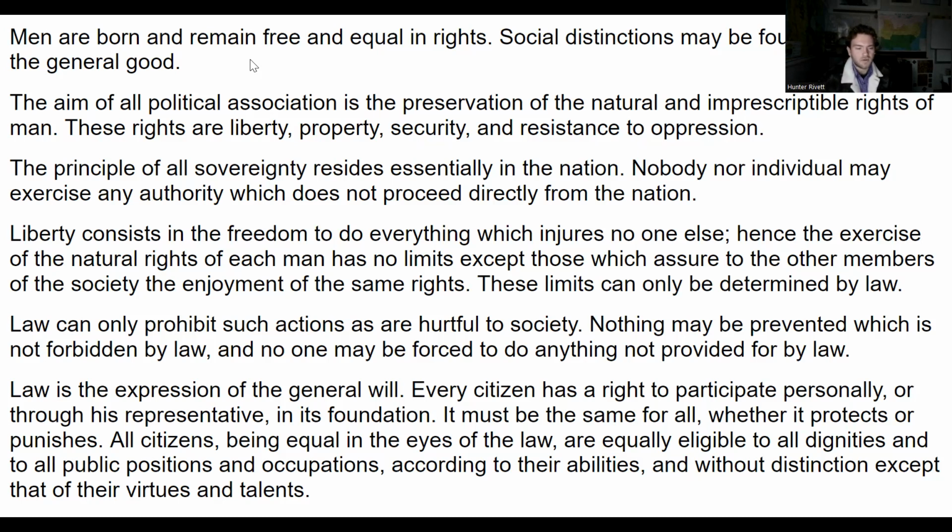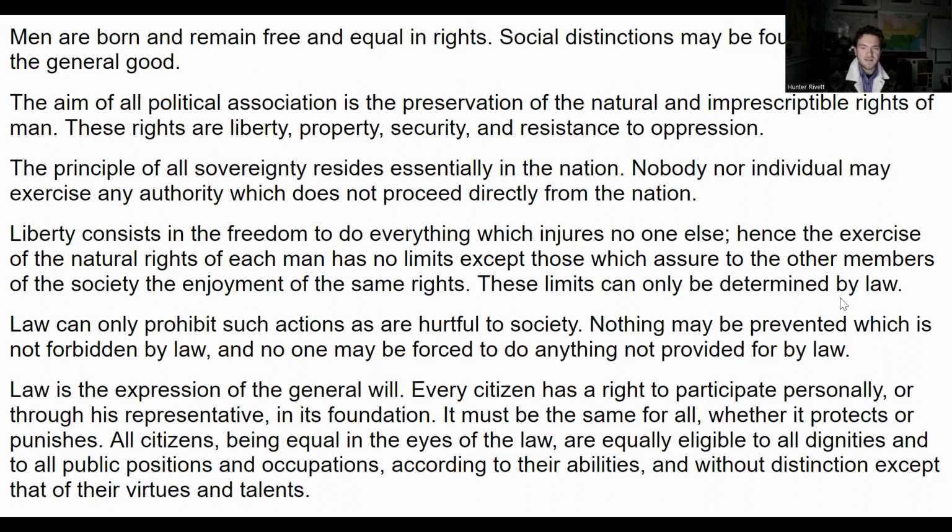It must be the same for all, whether it protects or punishes. All citizens, being equal in the eyes of the law, are equally eligible to all dignities and to all public positions and occupations, according to their abilities and without distinction, except that of their virtues and talents. So we have a meritocracy, that people have a position not based off if they were appointed by the king, nobles of the robe, but they should have a job in bureaucracy in the government under the National Assembly, under this Constitution, under this Declaration of Rights of Man and Citizen, based off if they can do the job, right? And we're going to see this increasingly prominent in Europe, starting here in France.